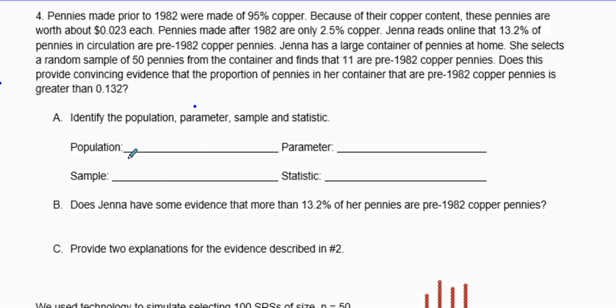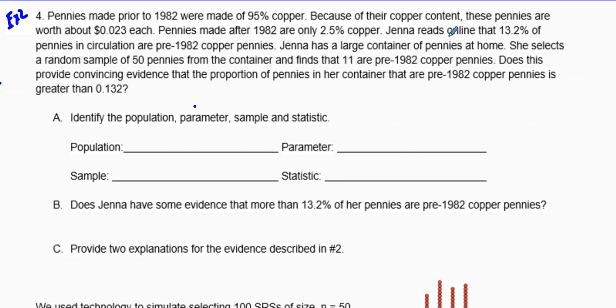All right, we're going to talk about 7.1b, where we're looking at sample distributions for proportions. We have example number 2: pennies made prior to 1982 were made of 95% copper. Because of the copper content, these pennies are worth about 1.3 cents more. Pennies made after that are only 2.5% copper.